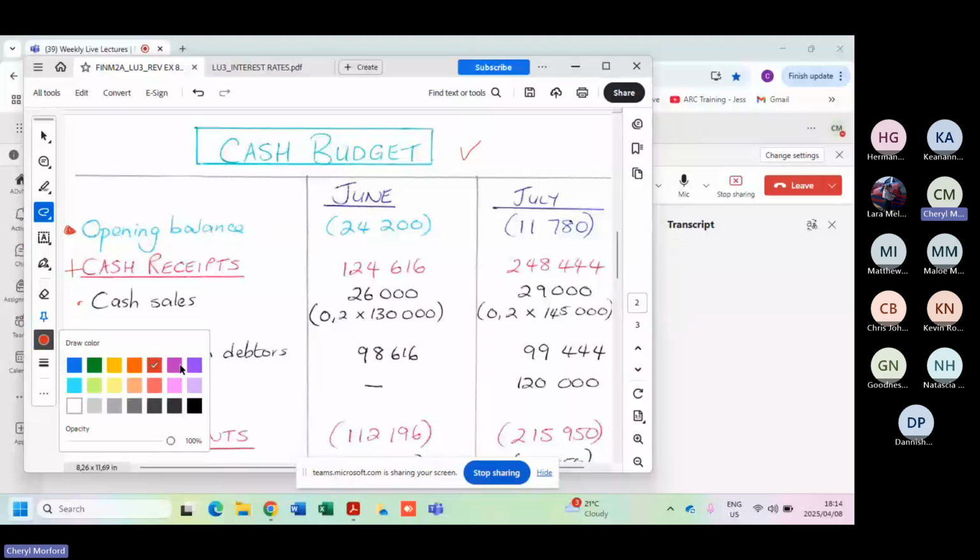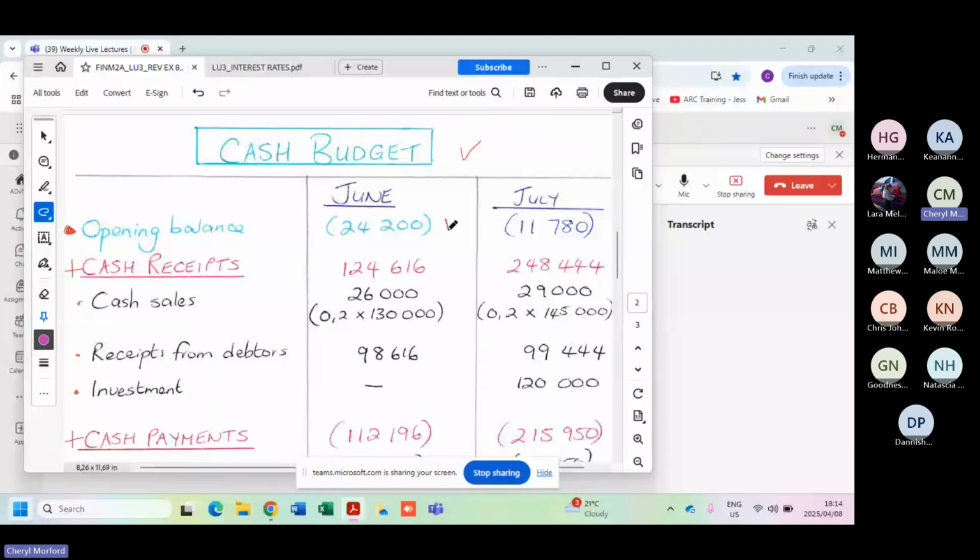Let's go with this color. So we're going to start up here with an opening cash balance. Notice it has a bracket around it. What does that mean? It's a negative, a loss? Oh, a negative bank balance, as in an overdraft, yes, overdraft.